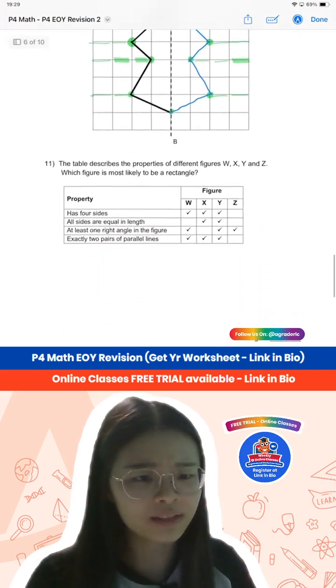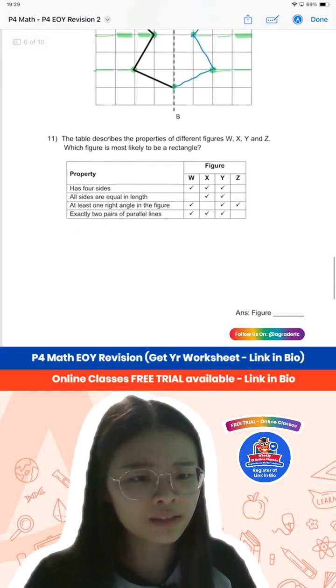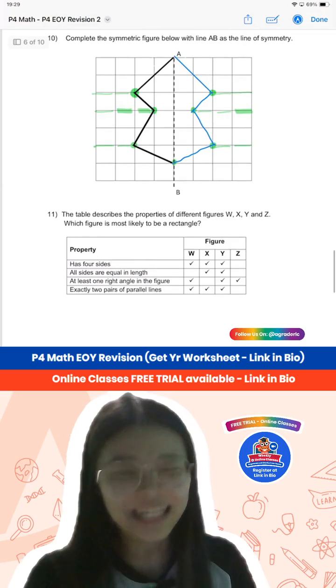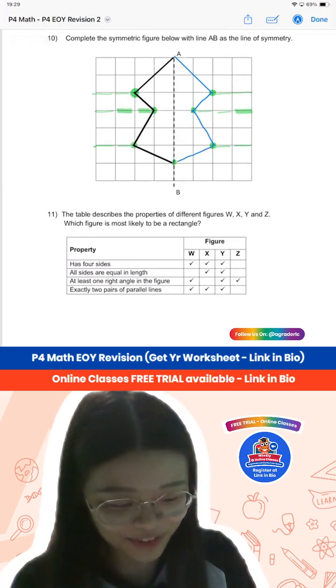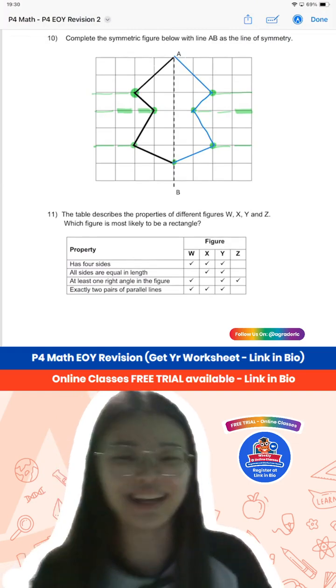No double lines. Last line shaky. Okay, my bad. I'll fix it for you. Okay, there. Now it's not shaky.